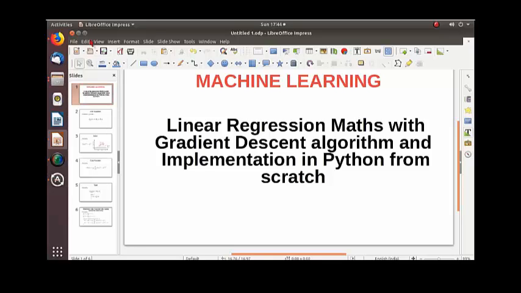Hello friends, in this video I'll show you how to implement a linear regression model in Python from scratch. Before diving into code, we'll see some basic math behind this algorithm. I hope you know some basic linear algebra and Python coding. For now, we'll see a high-level view of the math behind linear regression, and after that dive into the coding part.